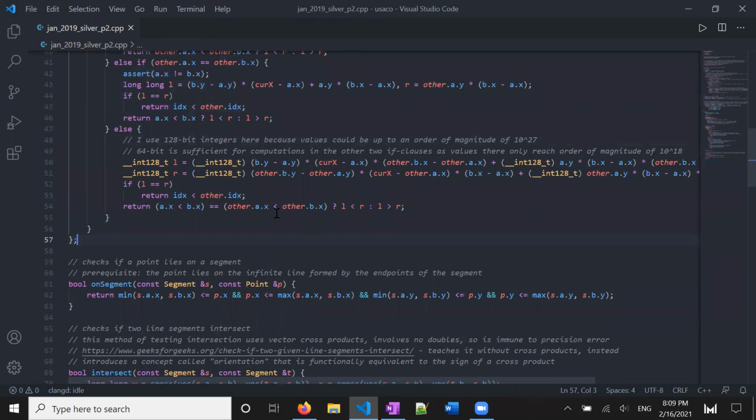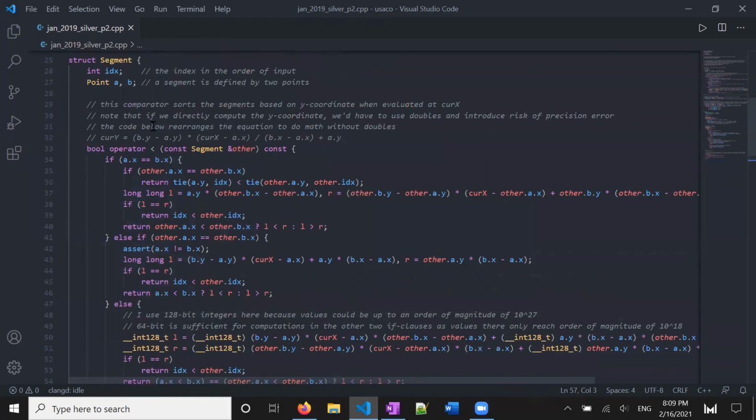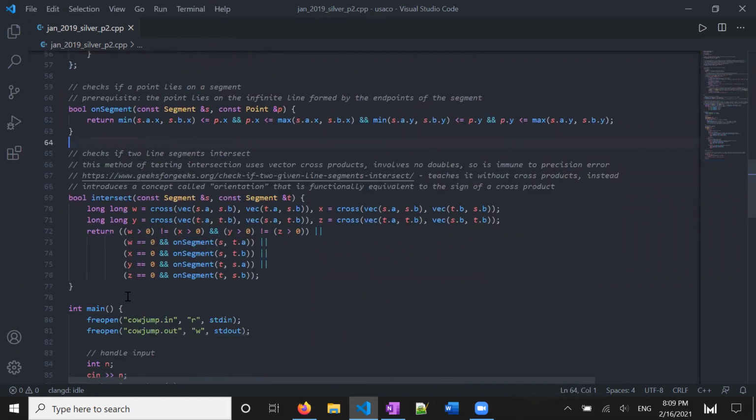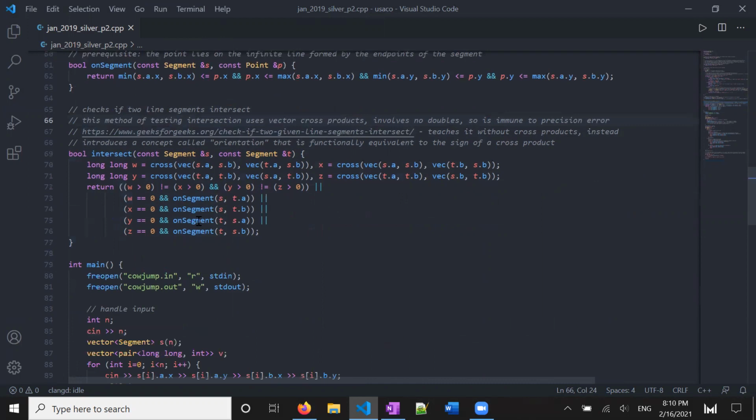So I don't want to get too much into this. You just set up and solve for this, and you multiply both sides by the denominator to get rid of the doubles. And then here we have intersection. Again, this is just the cross product stuff I was talking about earlier. I also linked an article here that explains it if you want to read that.